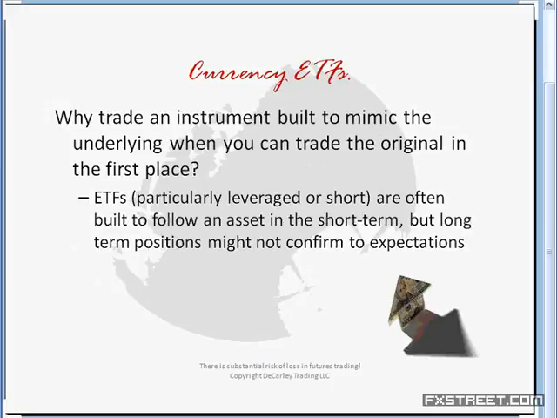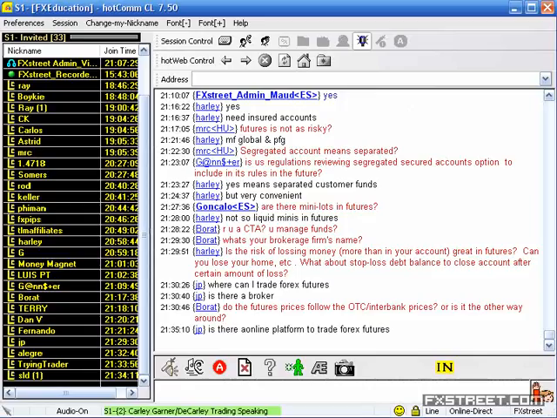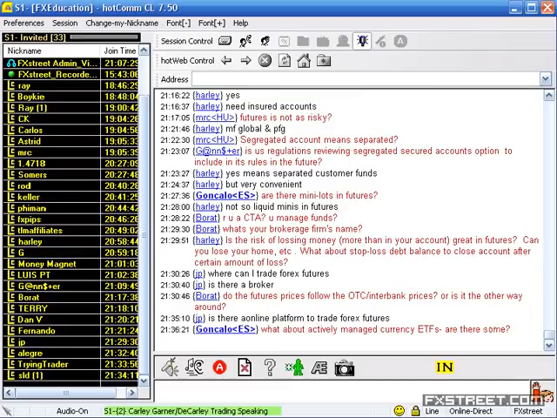My question to people that trade currency ETFs is really, why trade an instrument built to mimic the underlying when you can just trade the original in the first place? And I understand that not everybody is interested in high leverage, high margin, risky trading, but you know what? You can do micro Forex, or you can do microcurrency futures. You can do it on a really small scale to where your risk is manageable without going into the ETF market.